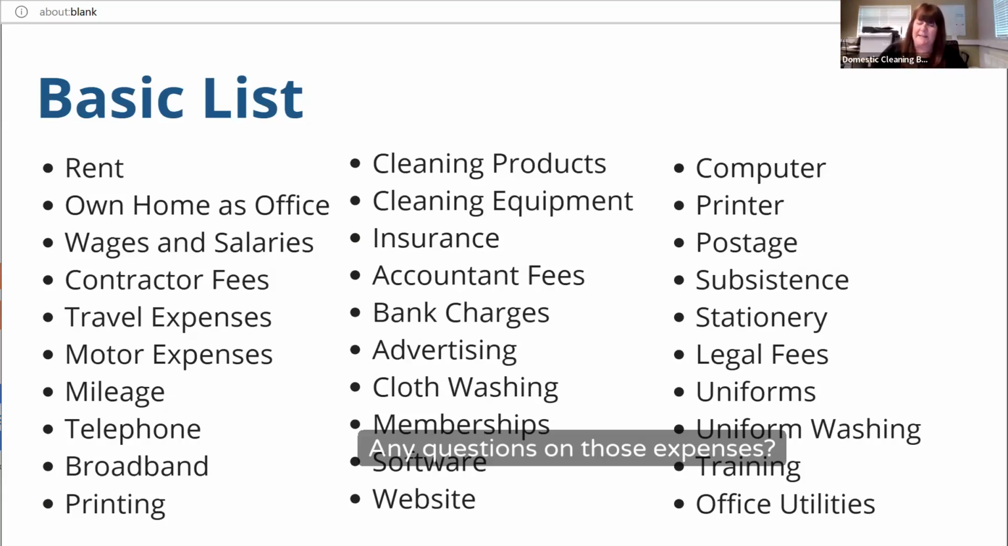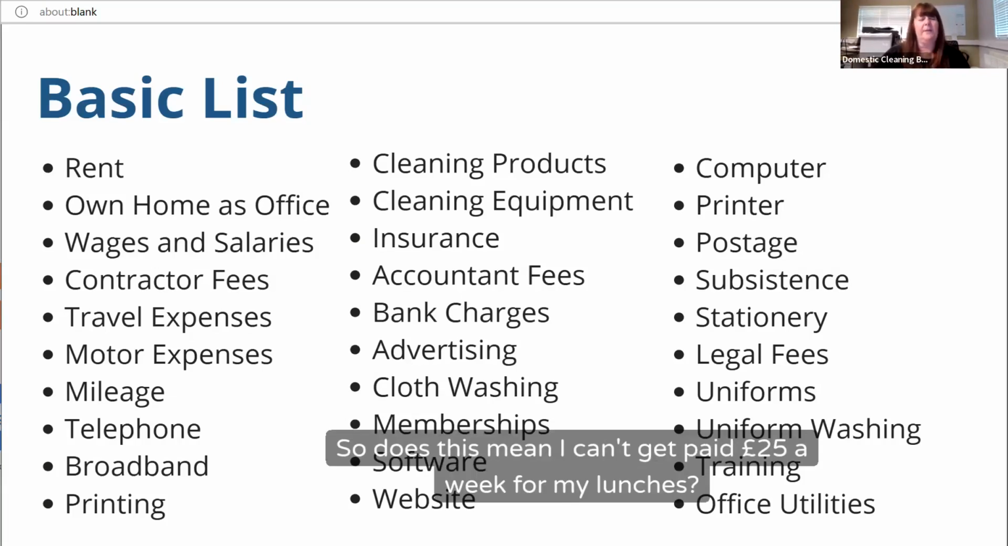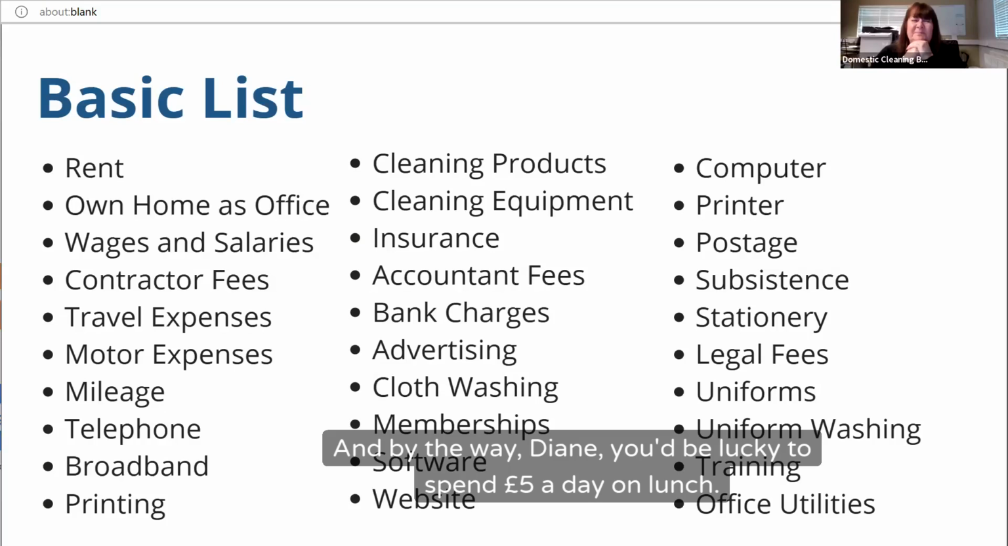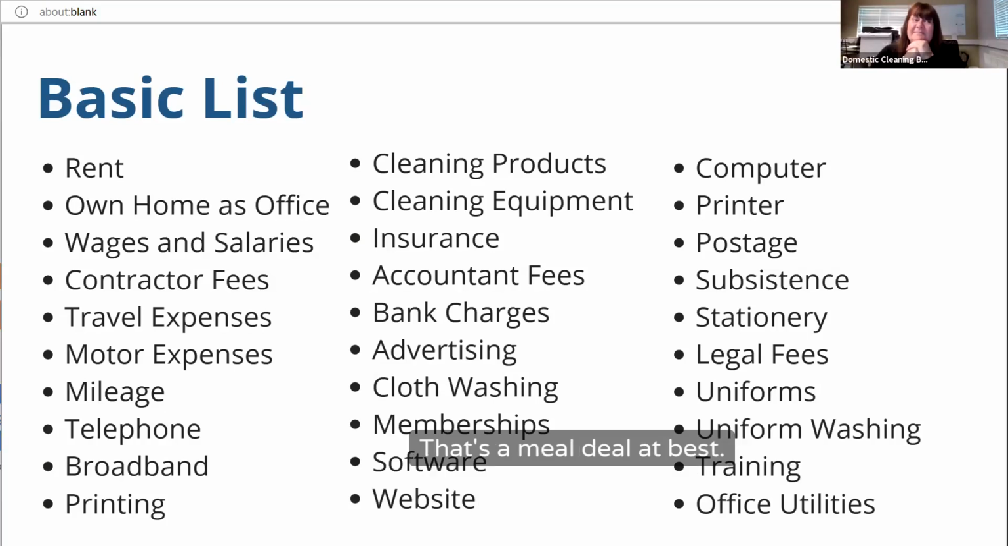Any questions on those expenses? None have come through yet. So does this mean I can't get paid £25 a week for my lunches? No. And by the way, Diane, you'd be lucky to spend £5 a day on lunch. That's a meal deal at best.